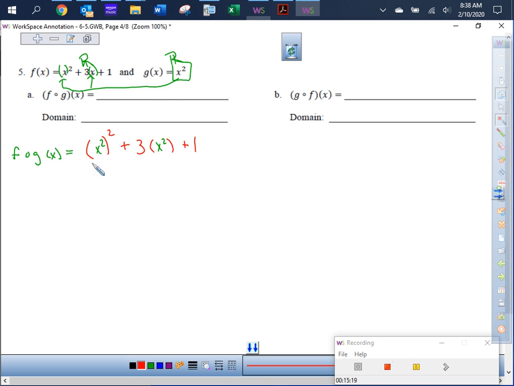Now it's just cleanup time. What's x squared, squared? What do you do with those exponents? Add them or multiply them? You multiply. I know in this case it doesn't matter because 2 plus 2 is 4 and 2 times 2 is 4, but in a general sense you multiply those together. So that's x to the 4th plus 3x squared plus 1. And we'll go put him up in here.